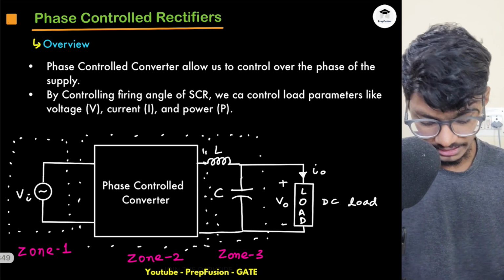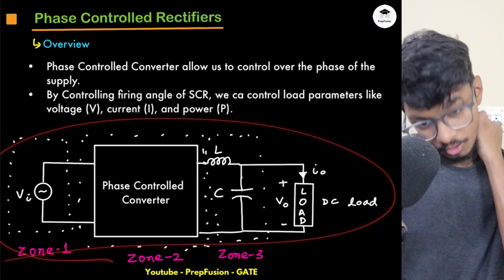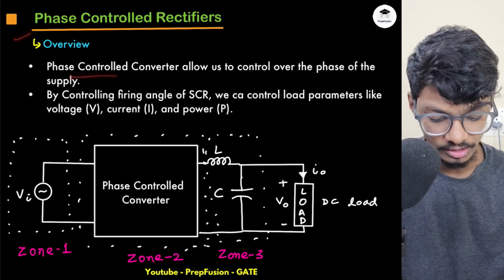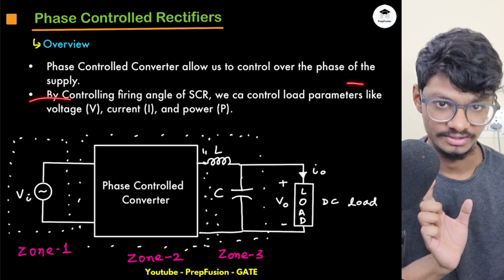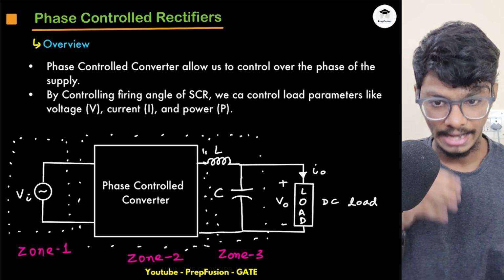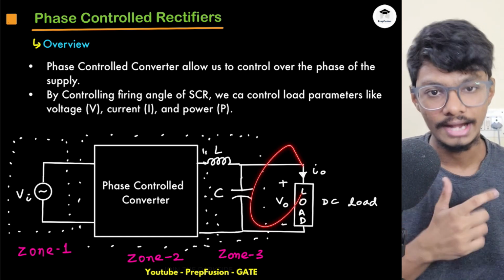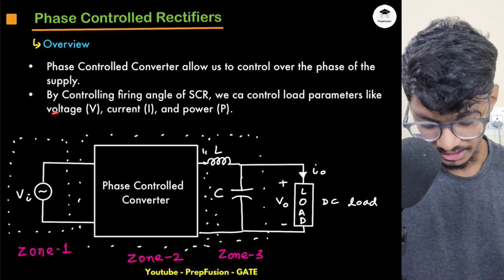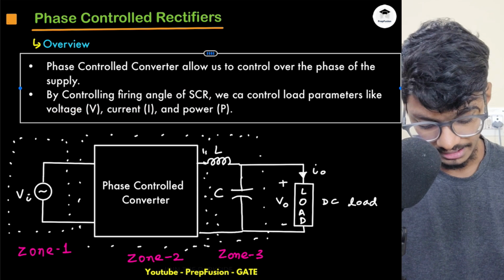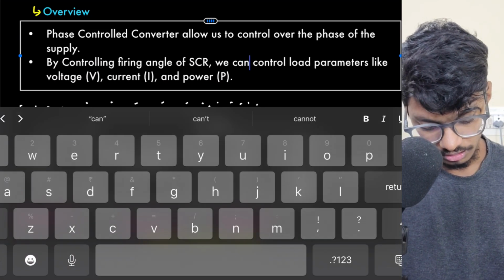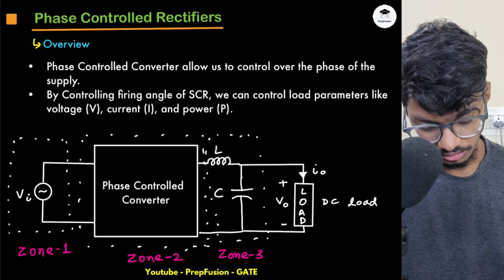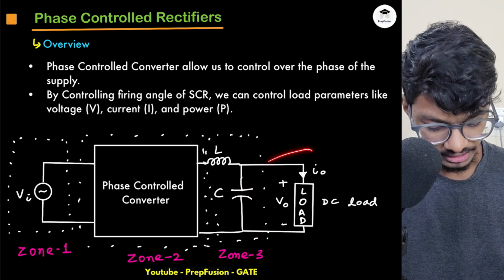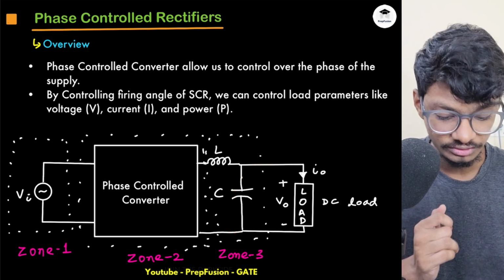Now this is the block diagram, and I think it is shown in the prerequisite as well. Basically, phase control rectifiers allow us to control the phase of the supply voltage. What do you mean by phase? At a certain phase I will use the trigger, and after that I will be able to get a constant voltage. By controlling the firing angle of the SCR, that is alpha, we can control load parameters like voltage, current and power. Whatever voltage, current and power I get, I can control with the help of alpha.